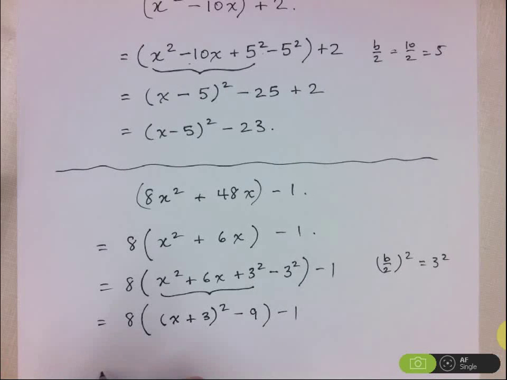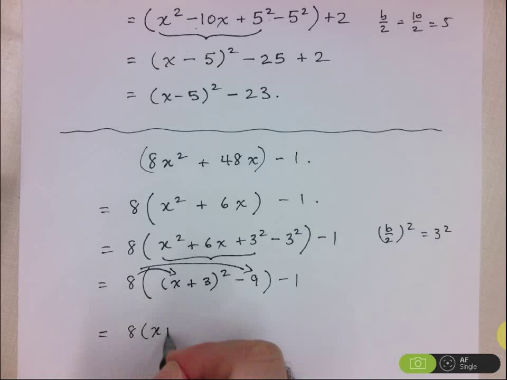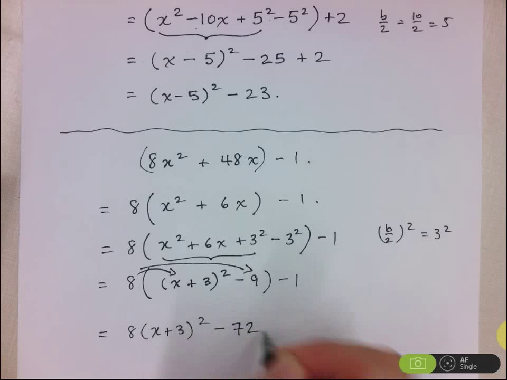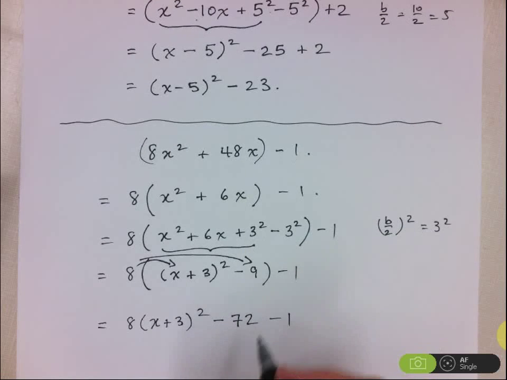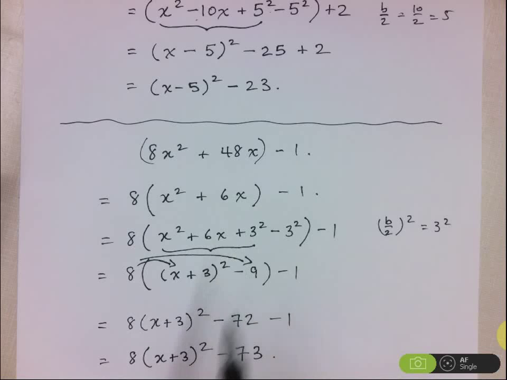Okay, here we have to be careful, make sure our algebra is correct because this 8 is multiplying everything in the bracket. So please make sure you distribute it to both terms inside the bracket. So I need my 8 times the first term, x plus 3 squared. 8 times negative 9 is negative 72. Then minus 1, and finally I can simplify those two numbers at the end. So 8 times x plus 3 squared, negative 72 minus 1 is minus 73. And here you have again an expression that started off in standard form that we rearranged into vertex form.